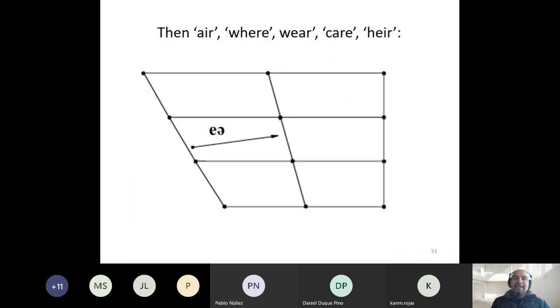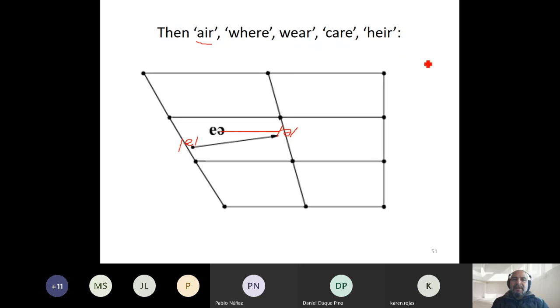All right. And then another centering diphthong is air. So we start here, and we go to the center, to a mid-central position. So we say air. Basically, this word is the diphthong air, right? Where, care, hair. Quite British, quite part of the received pronunciation inventory. We have air.